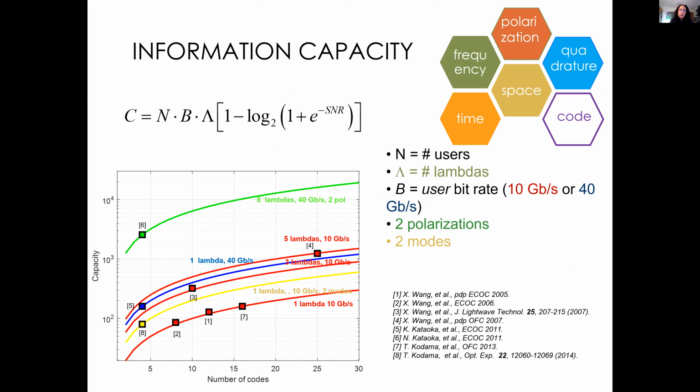And this graph here summarizes our results over the past 15 years. We started from 100 gigabit transmission, and we succeeded in 1 terabit transmission using 8 wavelengths, each wavelength carrying 40 gigabit per second and using 2 polarizations. These are all results related to optical code division multiple access.